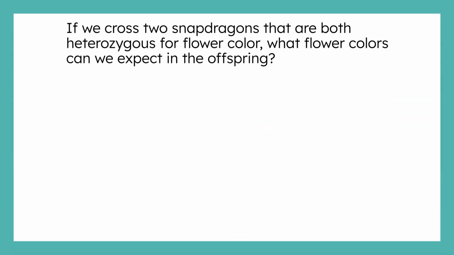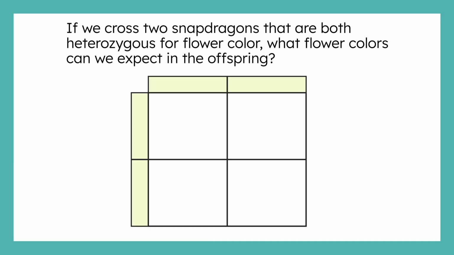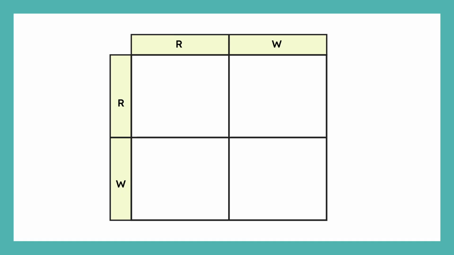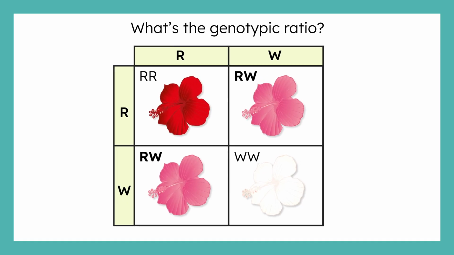Let's practice modeling these alleles with a new question. If we cross two snapdragons that are both heterozygous for flower color, what flower colors can we expect in the offspring? Pause the video and complete the Punnett square now. Each parent should have the genotype RW, and your Punnett square should look like this. What's the genotypic ratio?